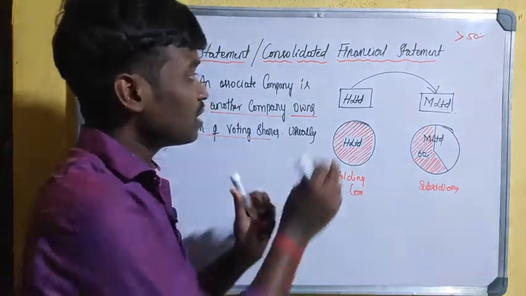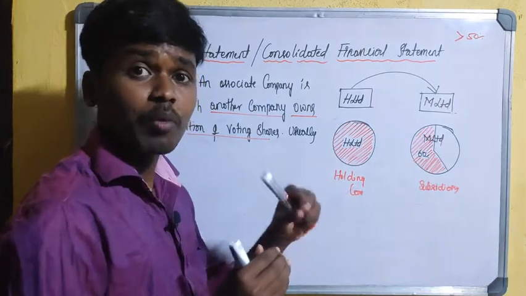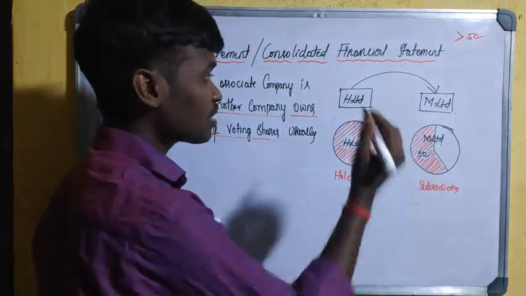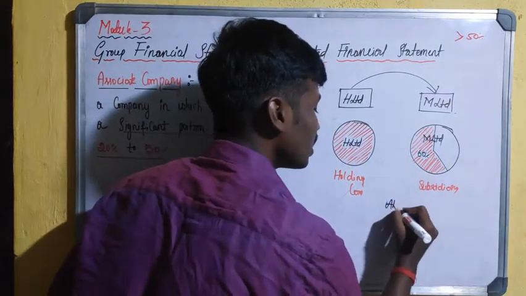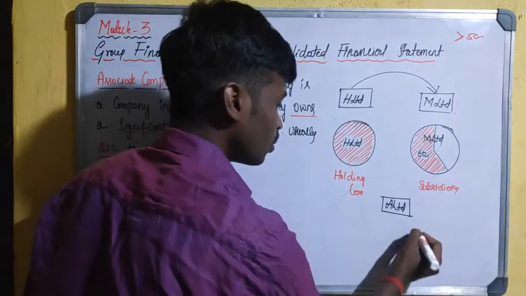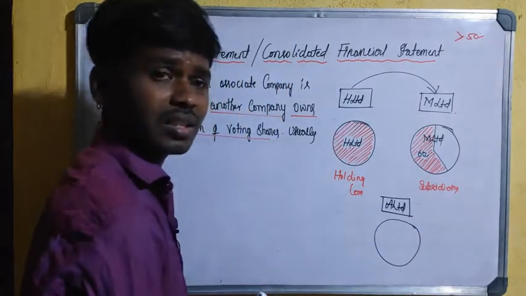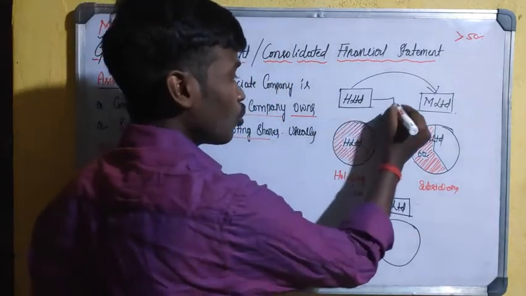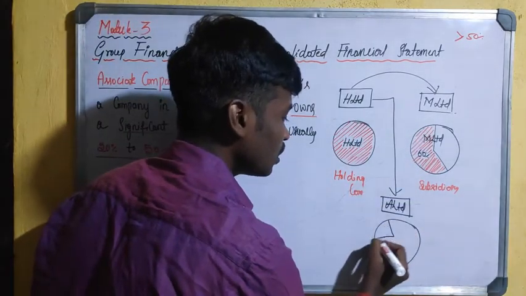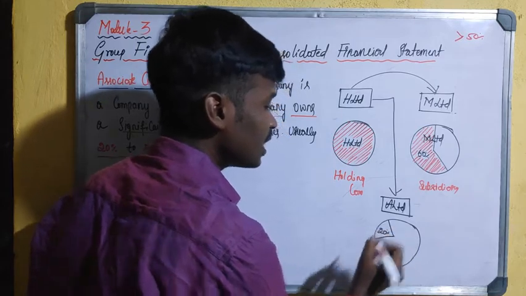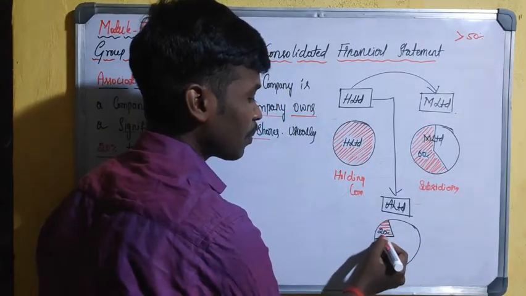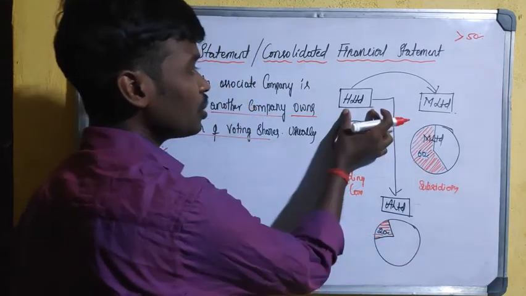So when one company holds above 50% share capital, then it becomes a subsidiary company. For example, take down here A Limited. In A Limited, H Limited is going to hold 20% share capital. Okay, so this 20% share capital is completely related to H Limited.